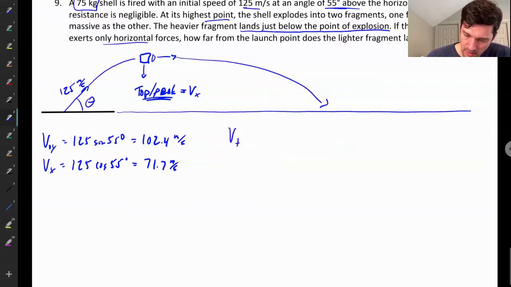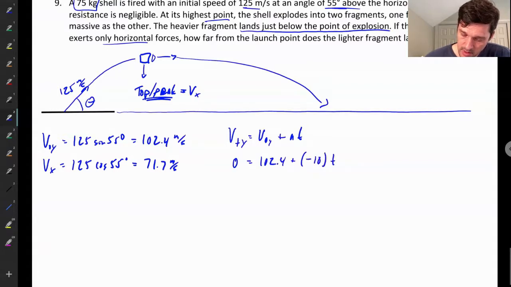So Vf equals Voy plus at. All right, so Vfy is 0, Voy is 102.4, plus acceleration, which is gravity, so that's going to be negative 10 times t. So 102.4 divided by 10, negative 102.4 over negative 10 is the time. It's going to be 10.24 seconds of air time.